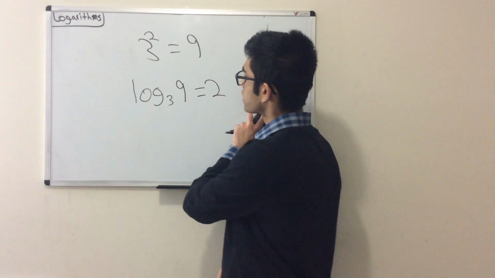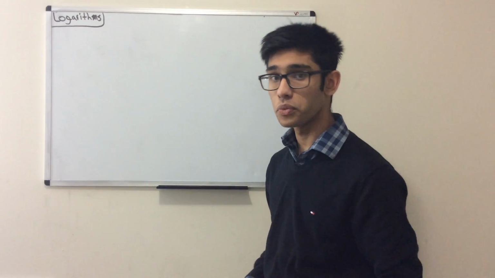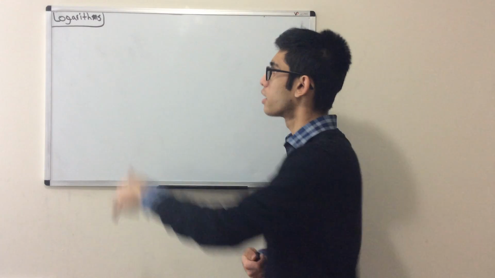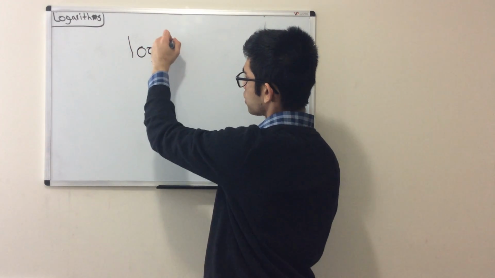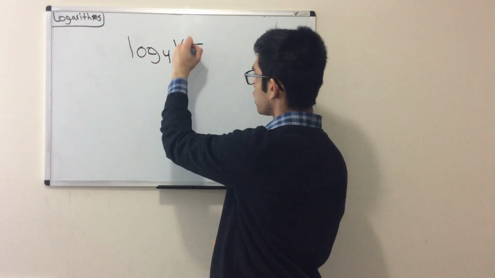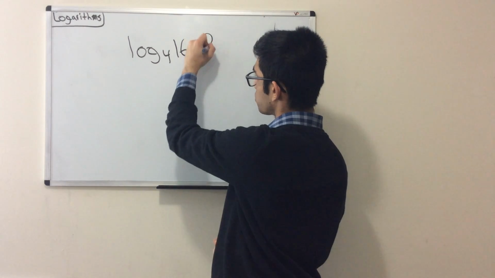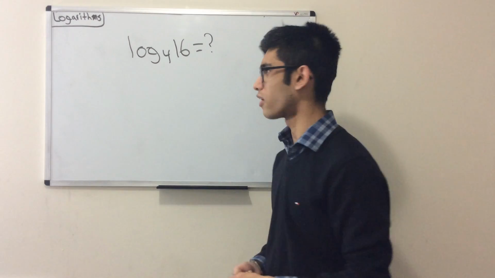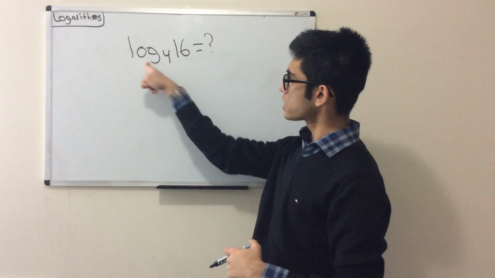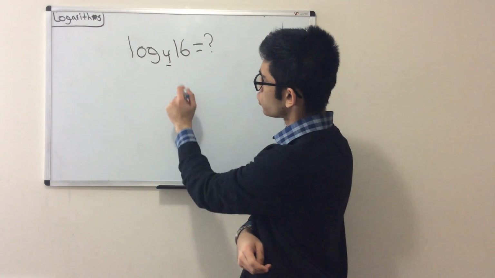So let's do another example. Let's do an example where I give you a log and we find out the exponent version of it. So let's say we had log base 4, 16 equals question mark. I was going to give you the answer, but then I thought, why not? Let's deal with it. So what this means here is, what power do I need to raise 4 to, to get 16?